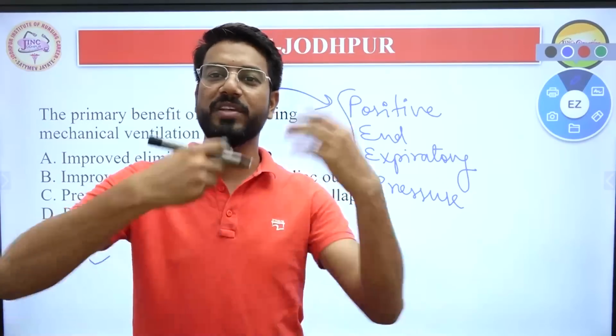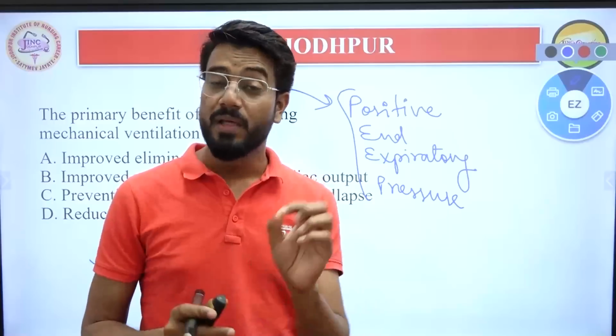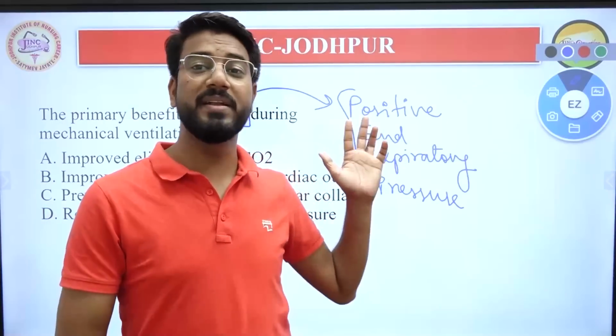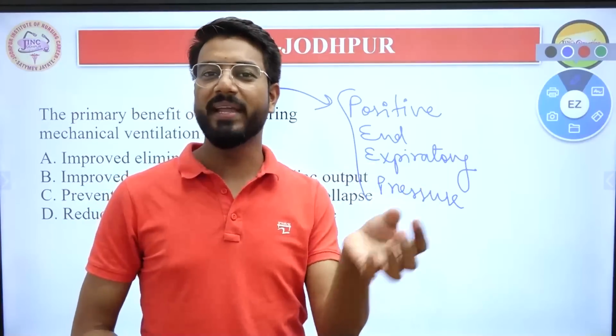Even after forceful expiration, we still have a small amount of air present inside our lungs. That is the residual volume. That residual volume is responsible for the maintenance of this PEEP. But in a ventilator patient there is no such mechanism.